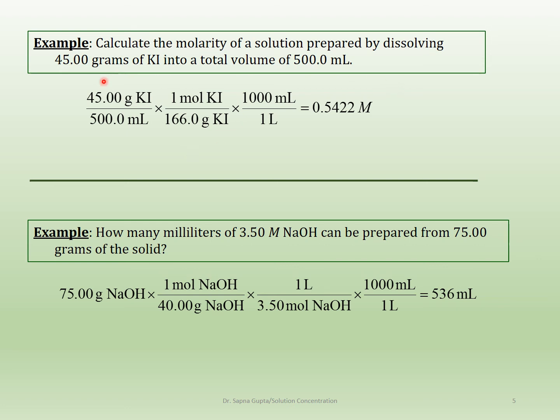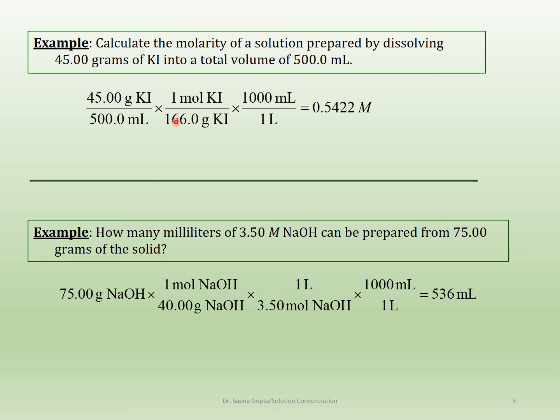This is more like the dimensional analysis, and the first one that we did was more like a ratio method, using the formula. So here we have 45 grams of KI in 500 milliliters of solution. So you take those two quantities.